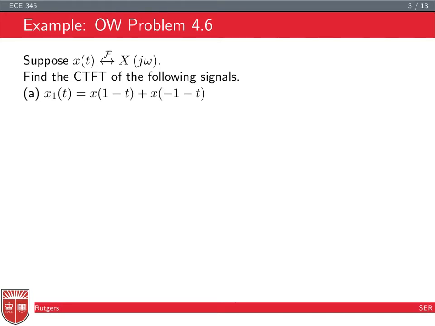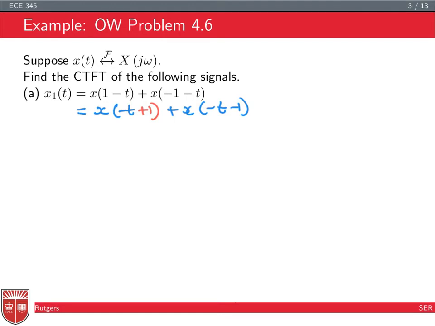To solve this problem, we're going to look carefully at how x1 of t is written as a function of x of t. Maybe the first thing that we notice is that there is a negative sign behind the t. So it's not a simple shift. You're flipping t around the y-axis. So let's rewrite this in a way that we can model this flipping and then the shift. So we can write this as x of minus t plus 1, plus x of minus t minus 1.